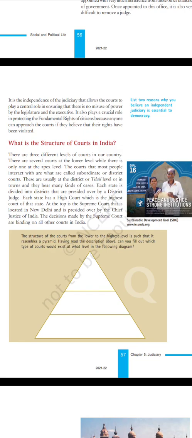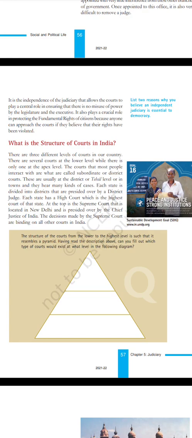It is the independence of the judiciary that allows the courts to play a central role in ensuring that there is no misuse of power by the legislature and the executive. It also plays a crucial role in protecting the fundamental rights of citizens because anyone can approach the courts if they believe that their rights have been violated.